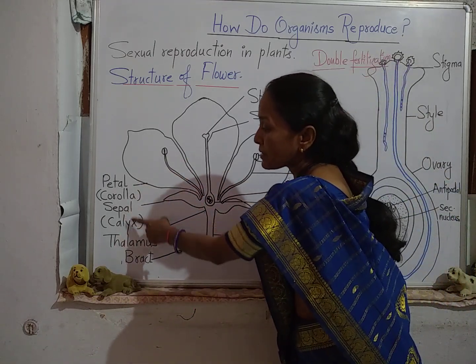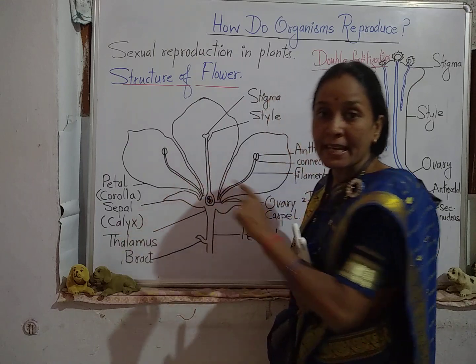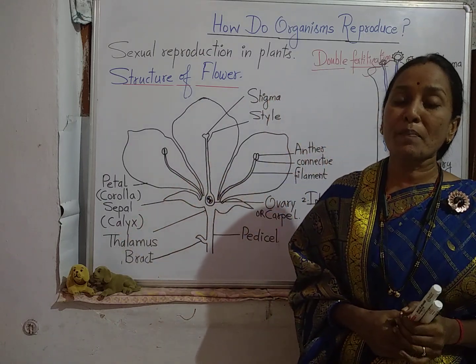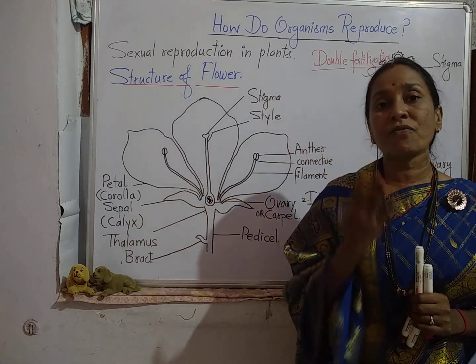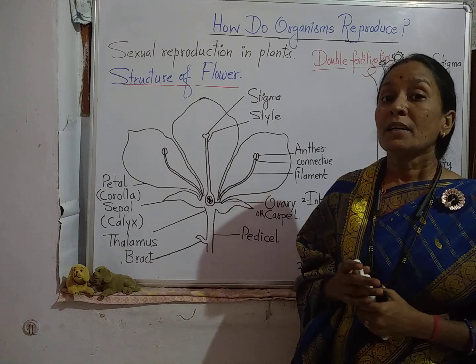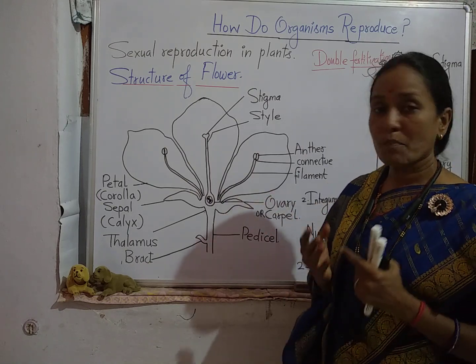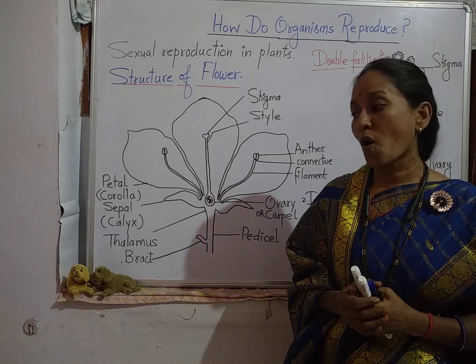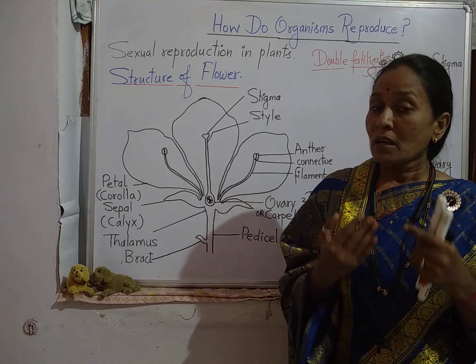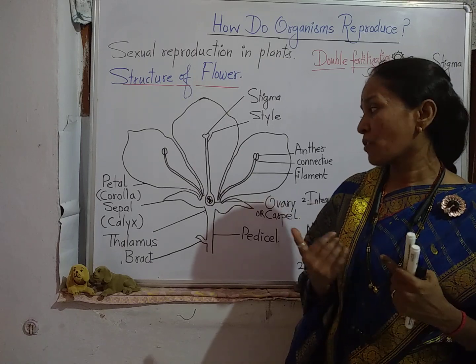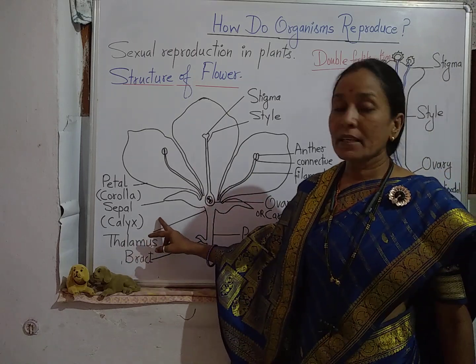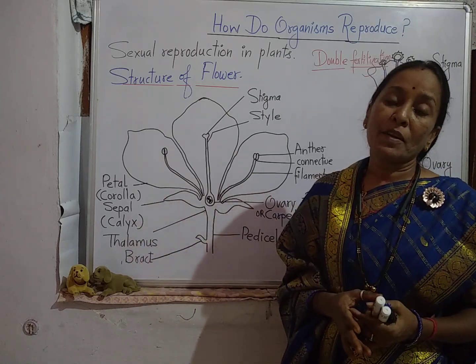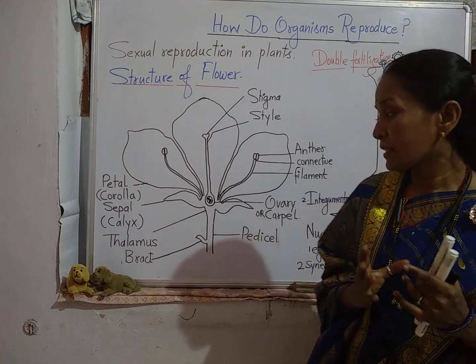The next accessory part of the flower is the calyx. Calyx is made up of individual members, sepals. Sepals are also 5 in number, and being green in color, they perform photosynthesis. During photosynthesis, energy is formed. That energy is utilized by the flower during the act of reproduction. That's why the calyx and petals play the role of helping nature.